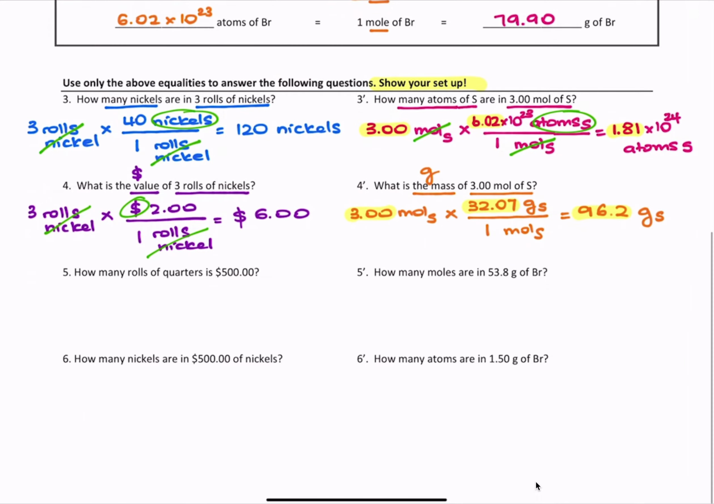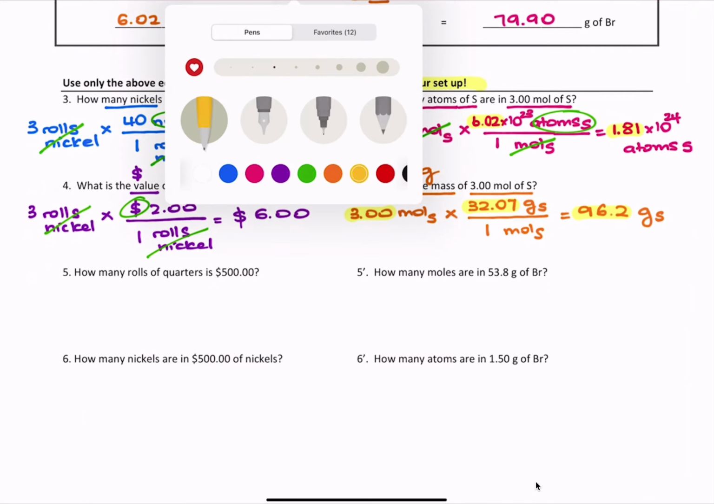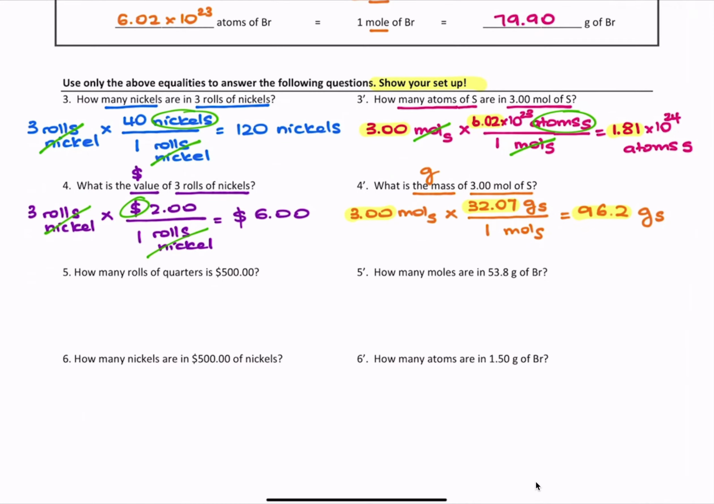We keep going now with the next problem. So we want to know how many rolls of quarter is $500. So the given value is dollar, and we want to know the number of rolls. So what we will do is start with the $500. Now we want to cancel the dollar and convert to rolls of quarter.